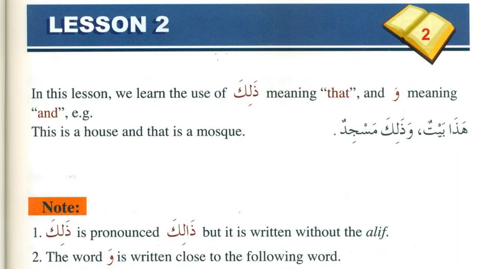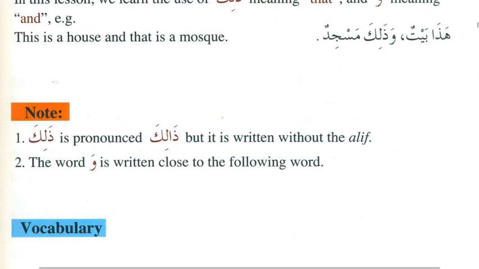Then we have lesson number 2, second lesson. In the second lesson you will learn the meaning of zalika. Zalika means that, and the word zalika is used to refer only to masculine nouns, masculine asma, and wa meaning and. So you will learn these two words. Similar to haza, we also pronounce alif after zal, but this alif is not written, and the word waw is attached to the next word. Usually it is placed right next to it, very close to it.